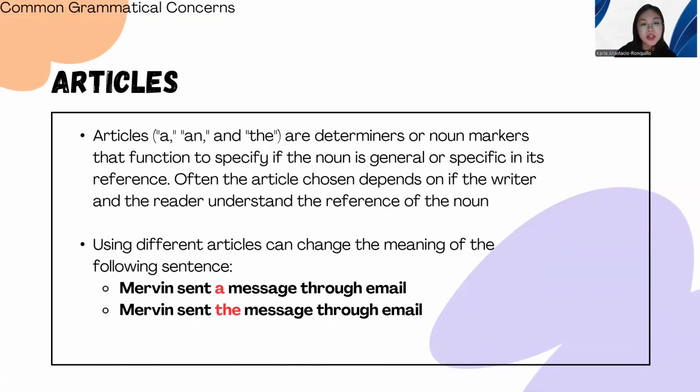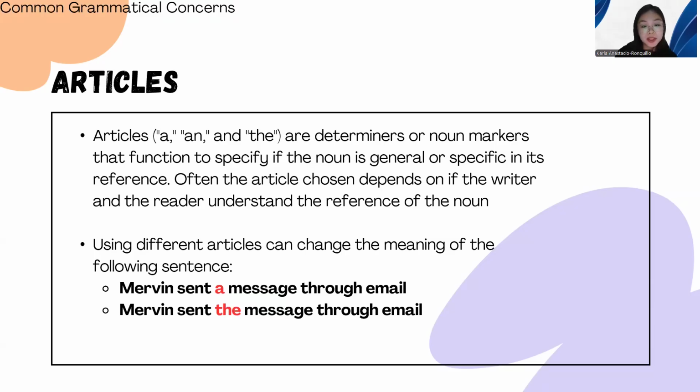Articles. Articles a, an, and the are determiners or noun markers that function to specify if the noun is general or specific in its reference. Often, the article chosen depends on whether the writer and the reader understand the reference of the noun. Using different articles can change the meaning of the following sentence.